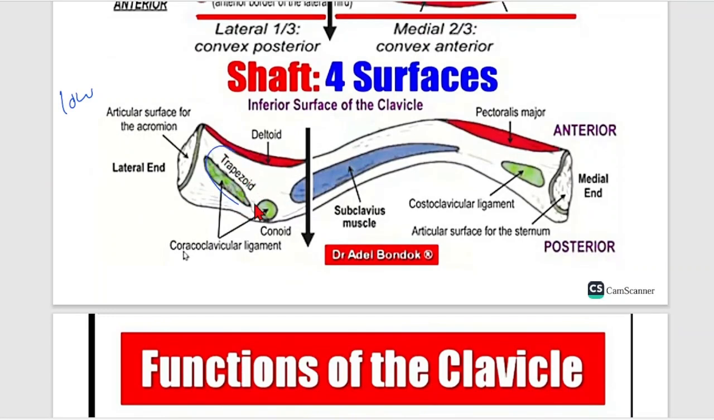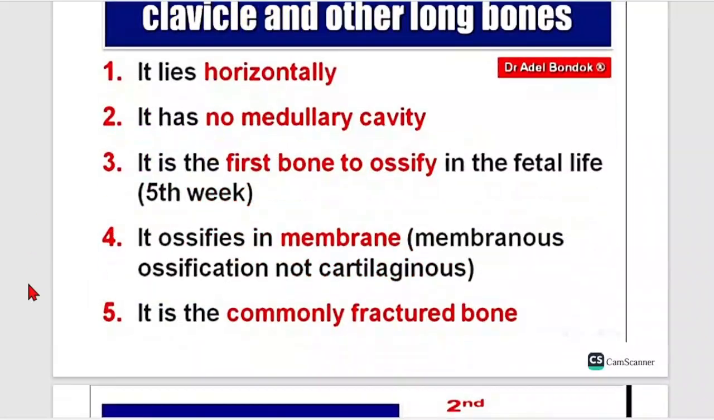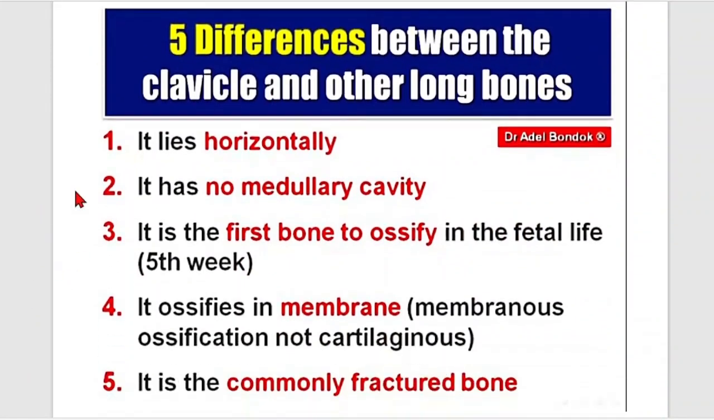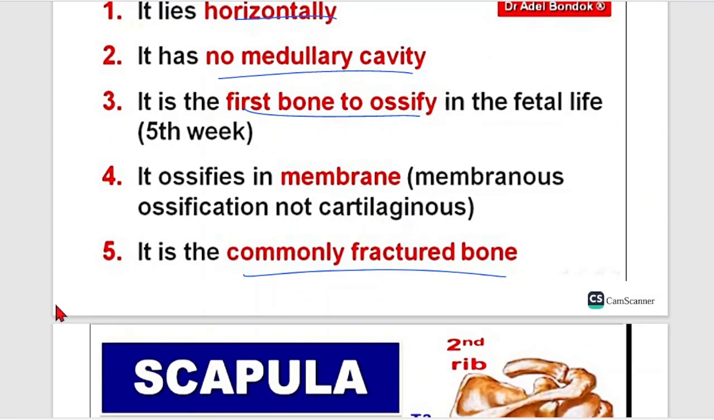There is the trapezoid and conoid tubercle, and the coraco-clavicular ligament is attached to both of them. Here is the deltoid. There is a subclavius muscle attached to the inferior side, and here is the costoclavicular ligament. Pectoralis major is also attached. Now the function of the clavicle: it connects the upper limb to the axial skeleton, transmits forces, and gives attachment to muscle. The clavicle is horizontal, has no medullary cavity, is the first bone to ossify in membrane, and is commonly fractured.